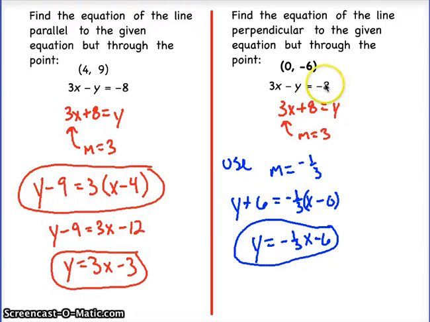Over here at the right, same equation, so solving for y, same idea, slope was 3, however this time we want to be perpendicular, so use a slope of negative 1/3, plug in our point, and quickly figure out that y equals negative 1/3 x minus 6 will be our final answer.